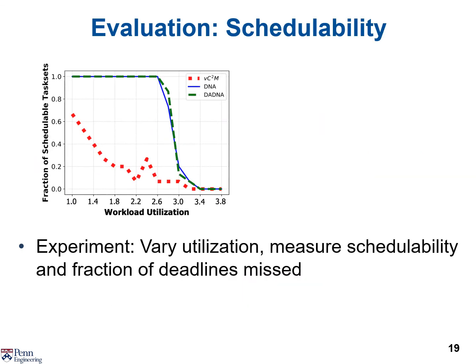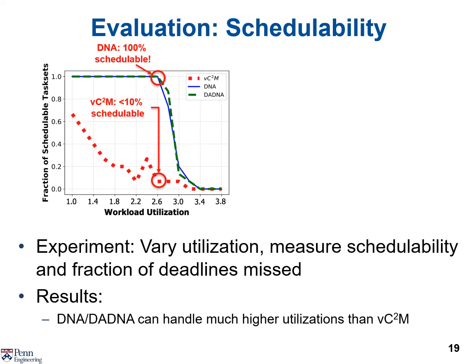The first graph that we will look at is for task set schedulability. We plot the fraction of task sets that were successfully scheduled over its utilization. The blue and green lines show DNA and DADNA, while the red line shows the schedulability for VC²M. Overall, we substantially improved schedulability compared to the state-of-the-art static method. Specifically, at 2.6 utilization, DNA and DADNA are able to maintain 100% schedulability, while VC²M can only schedule 10% of the task sets.